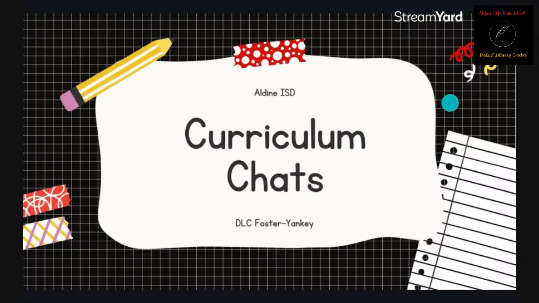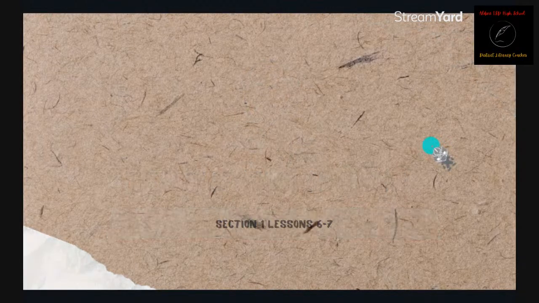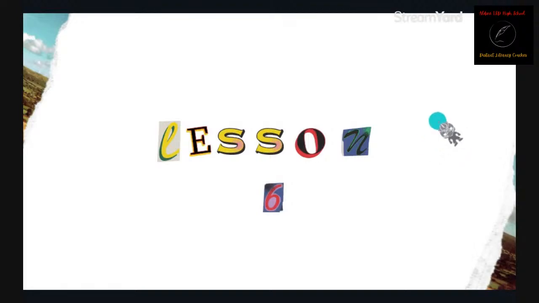This is DLC Foster Yankee, and in this video, I'll be discussing lessons 6 through 7 in the first section of the Book of Unknown Americans unit. So we will get started with lesson 6.